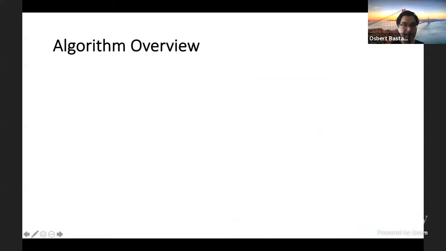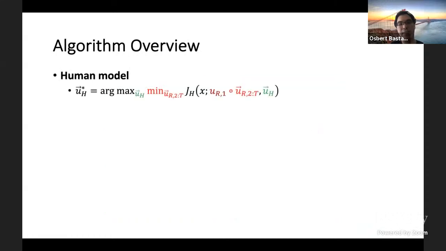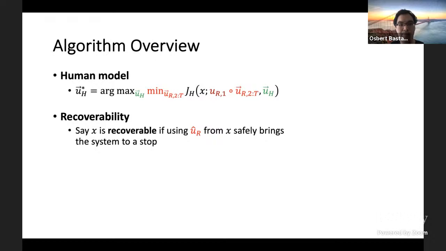Okay, so that's the backup action sets. Just to write down the human model again, so we can refer back to it. That's the same policy as before. So as I said earlier, our algorithm is based on this notion of shielding. And in the shielding framework, the really critical thing is to define the notion of recoverability. And really it's going to be the same notion as before. So we're going to say a state X is recoverable if using the robot backup policy, in this case, just this single action U hat R, from X safely brings the system to a stop.